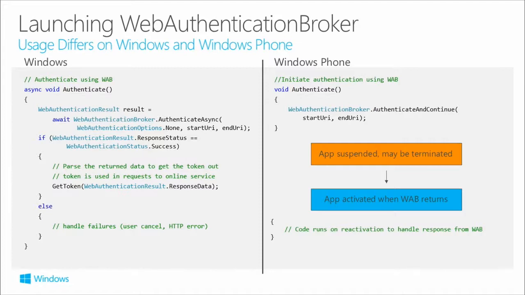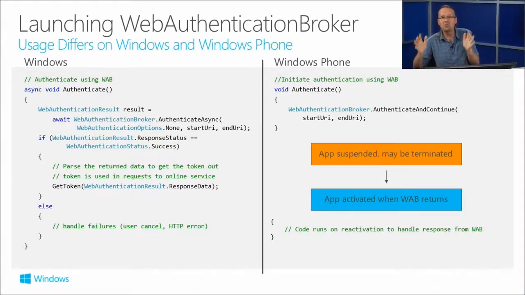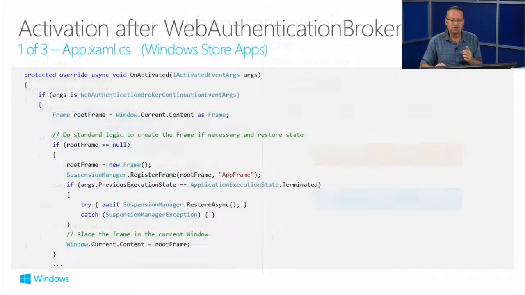On Windows Phone, it's one of these and continue methods. You call WebAuthenticationBroker.AuthenticateAndContinue, and at that point, your app suspends. We transfer control over to the shell component, which handles the authentication for you. Then when the authentication process has completed, it will reactivate your app, and you need to handle that reactivation, which you do like this.